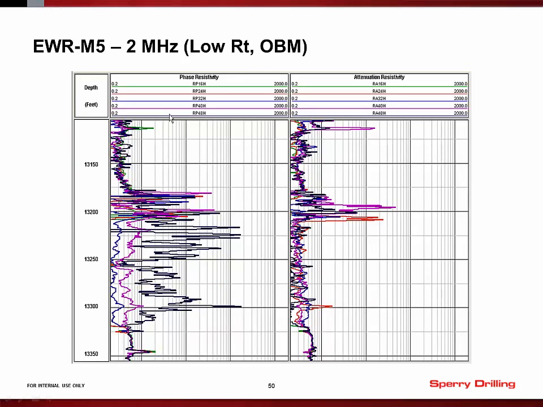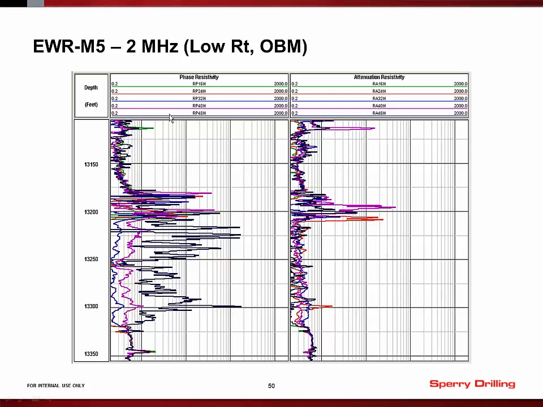Now, this is an example of that problem I mentioned where we are running in oil-based mud and the formation resistivity is very low. This plot shows the 2 megahertz data. On the left, we've got the phase resistivity, and on the right, we've got the attenuation resistivity. The attenuation looks a little better, but the phase resistivity is very spiky. In fact, they're both pretty spiky. It's hard to see what the resistivity is doing really because of the spiking. In fact, we do have a very low resistivity, but it's hard to see that through all the spikiness.